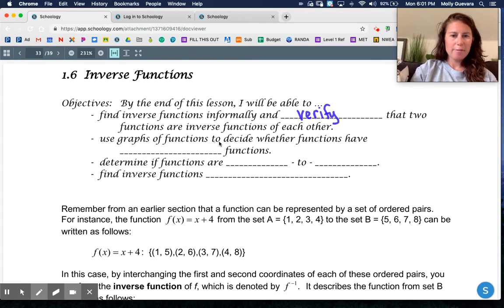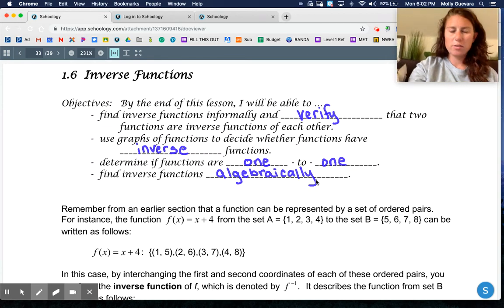Then we're going to use graphs of functions to decide whether functions have inverse functions. So we'll learn a nice little shortcut on whether a graph even has an inverse. We're going to determine if functions are one-to-one, and we'll talk about what that means. And then we're going to focus on how to find inverse functions algebraically. So how do we find an inverse function? Just by doing the work.